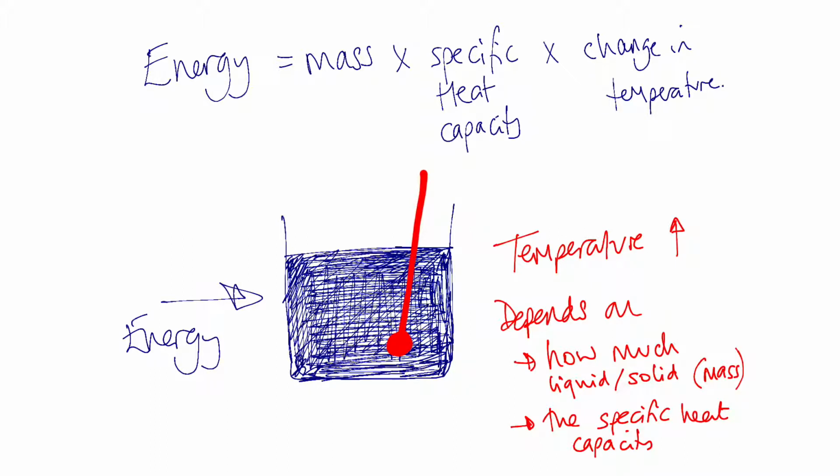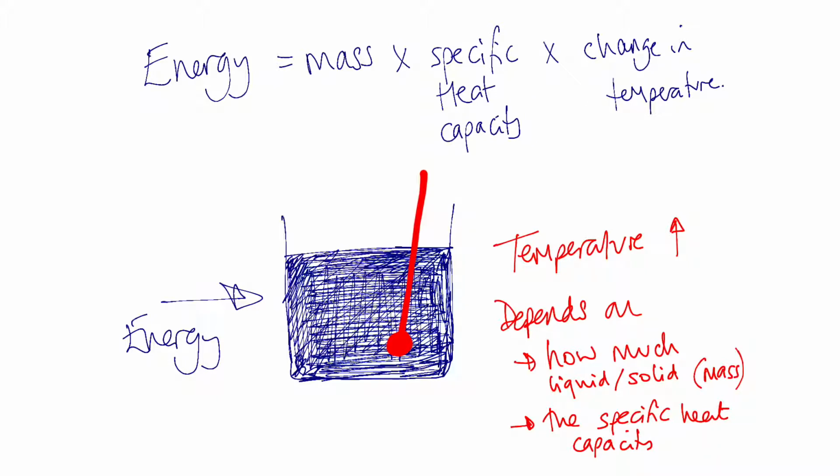So if we want to work out how much energy we need to put in to raise the temperature, this is our equation. Now it's slightly more complicated than previous ones because we've got 3 different unknowns on one side of the equation. But fear not, we're going to practice today to give rearranging the equation a little bit of a go.